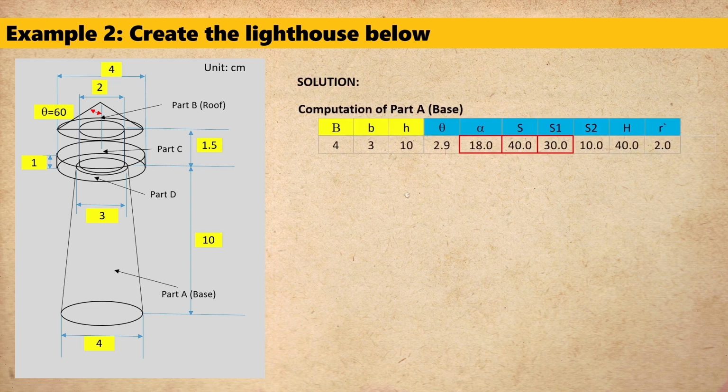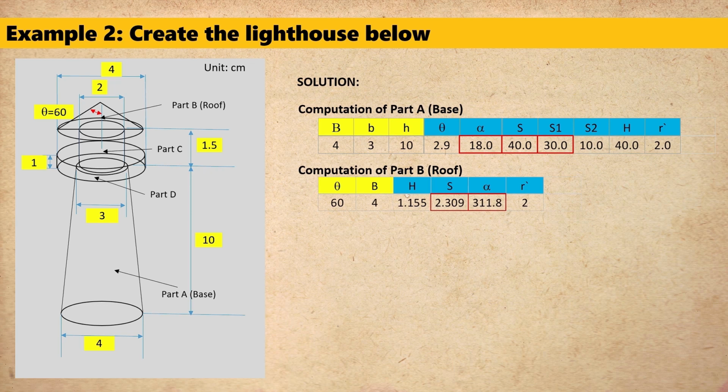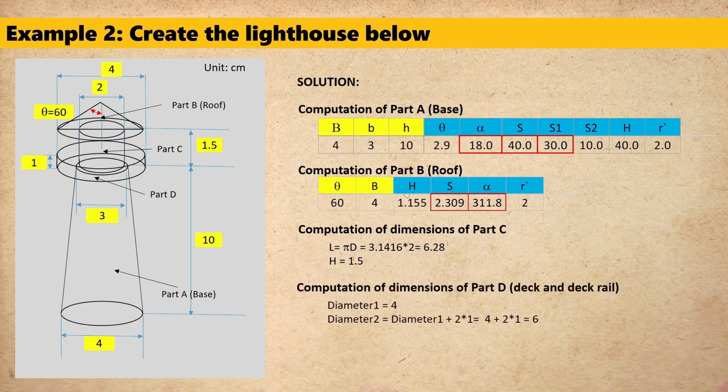This is the computation for part A, which is the base, using the truncated cone formula. This is also the computation of part B, which corresponds to the roof of the deck. We used the right circular cone formula. For the portion C, which is the cylindrical portion of the deck, we will just compute the height and circumference. For the portion D, which is the deck platform itself, this will only be based on the given diameter.